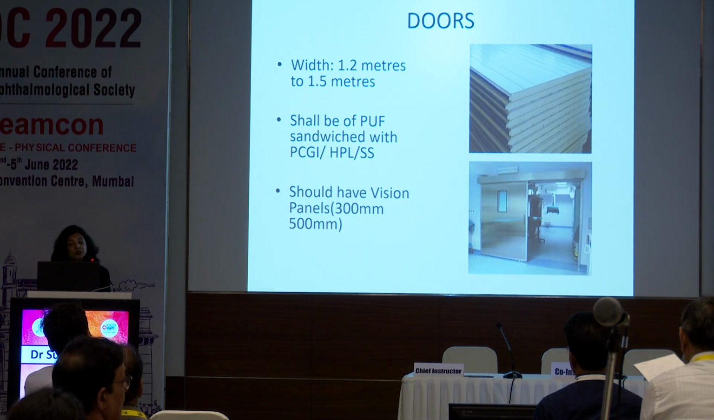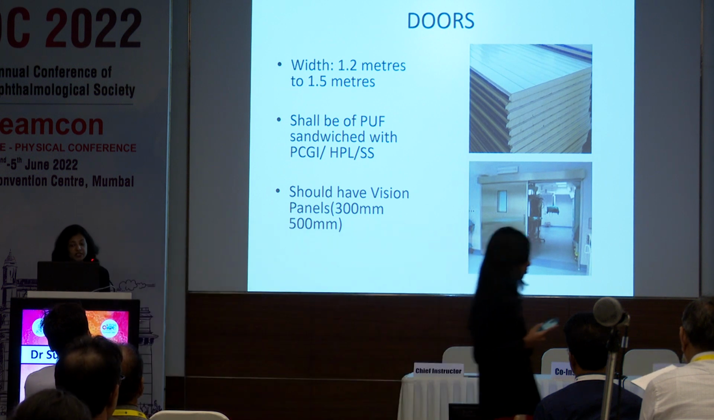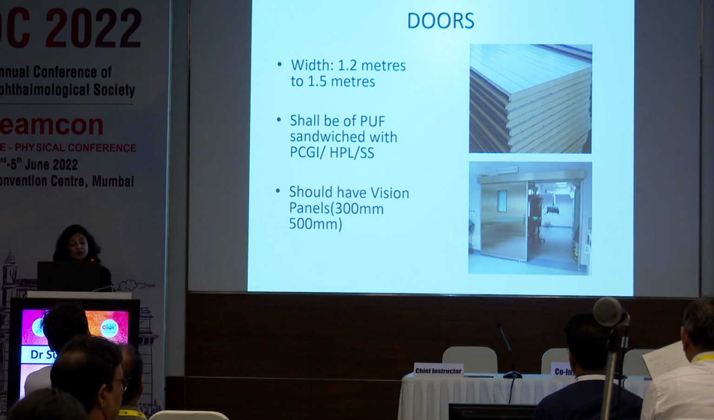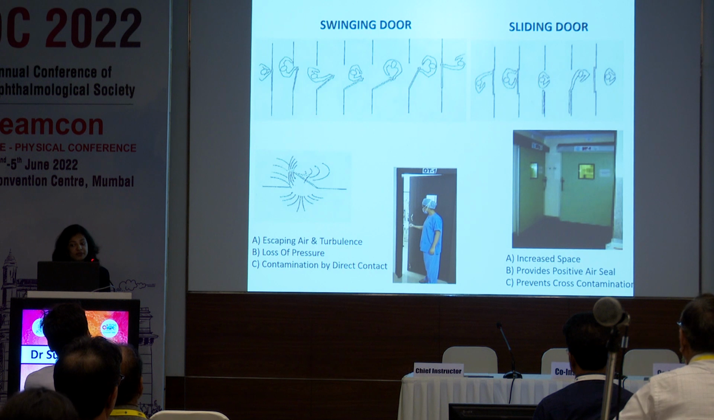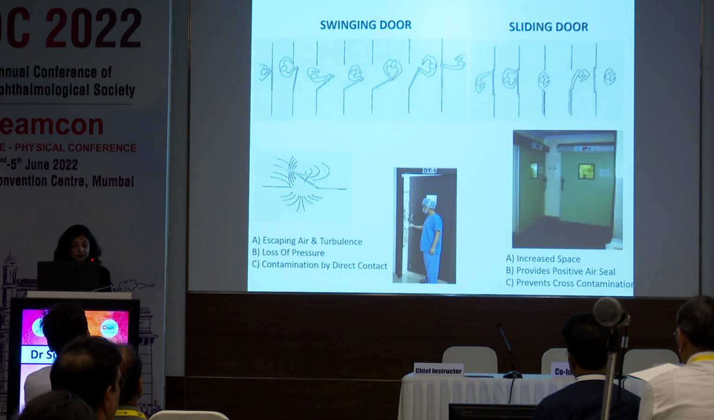Doors should be at least 1.2 to 1.5 meters wide for easy patient movement. Doors should be of PUF sandwiched with stainless steel or HPL panels. Ideally, doors should be fitted with vision panels to avoid unnecessary disturbance and staff movement. We can have either sliding type of doors or swinging type of doors, but it is always preferable to have sliding doors, as it saves space and it prevents air turbulence. Ideally, doors should be electrically operated, hermetically sealed to ensure asepsis.